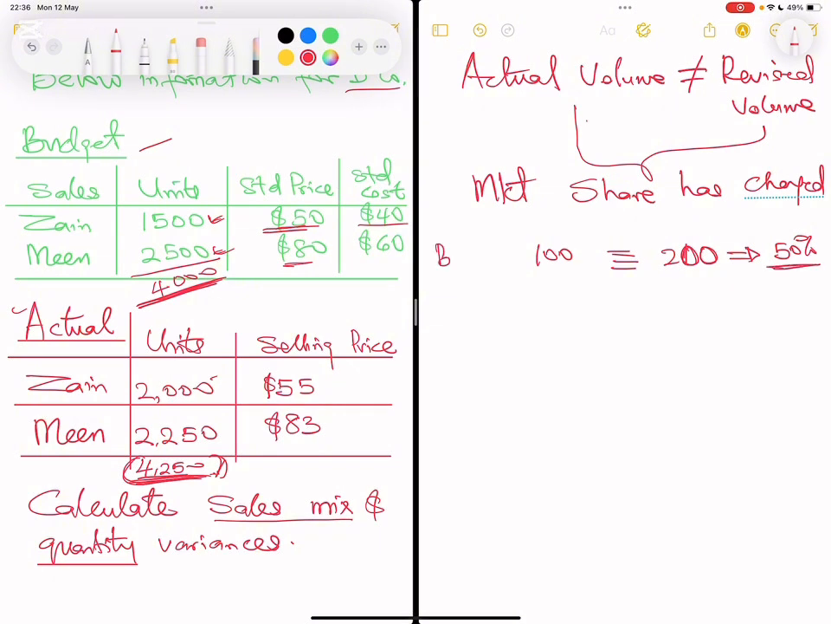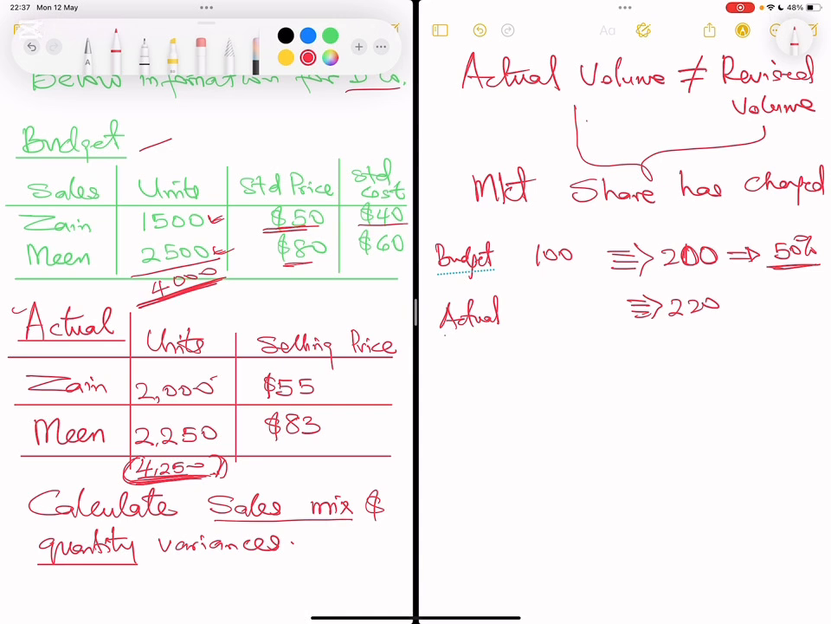So if this is our budget, and now the actual happens, and the market size has become, let's say, 220, it means that the market has changed. Yeah. Leave the market growth for now. I'm coming to that. Yes, I can see the market has grown, but I want to explain this market share first.